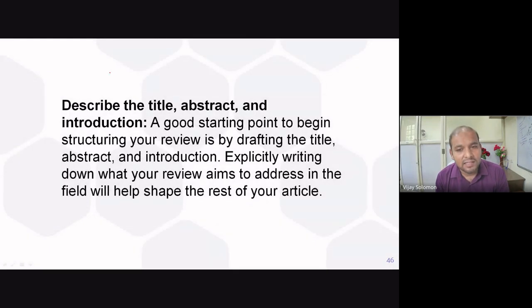Then describe the title, abstract, and introduction. Just come up with a logical flow. Okay, I'm going to write this as a first paragraph, or first page, second page, third page, and so on. Something like that you need to have, so that you can organize that.